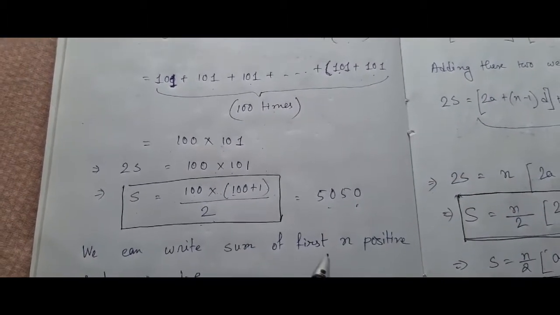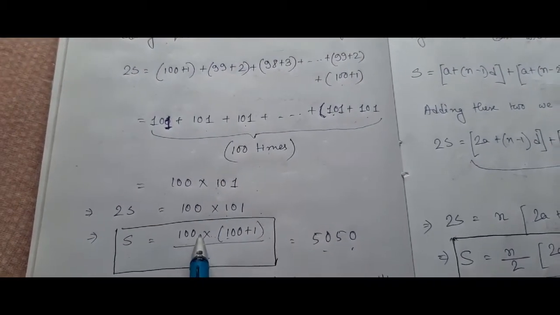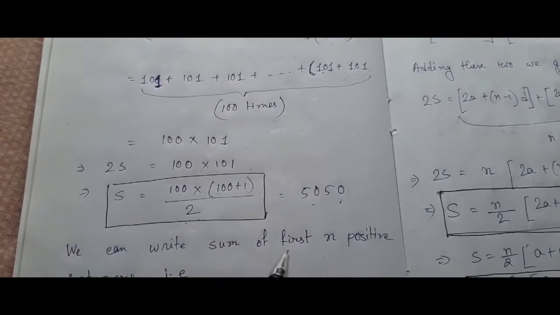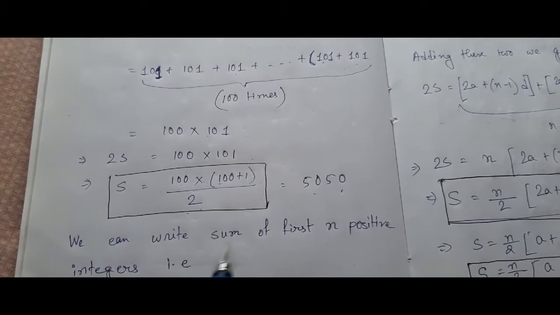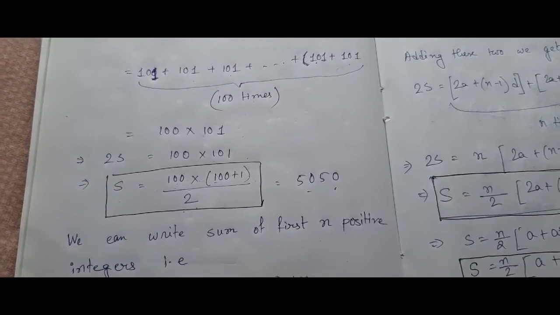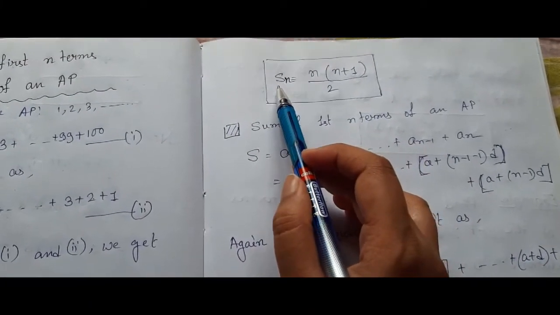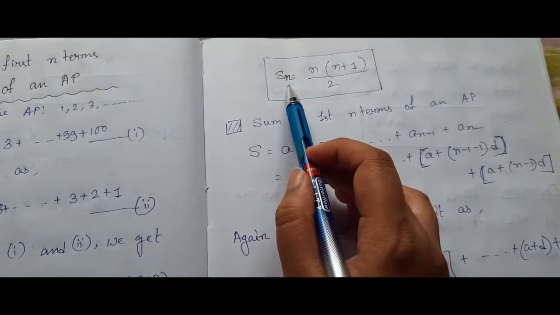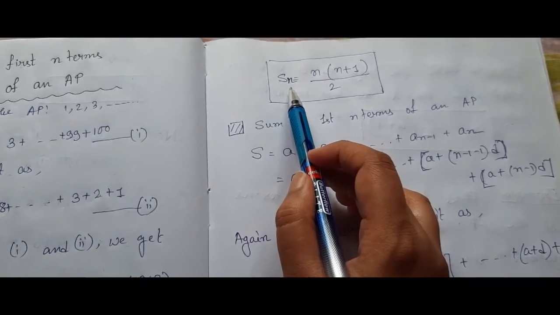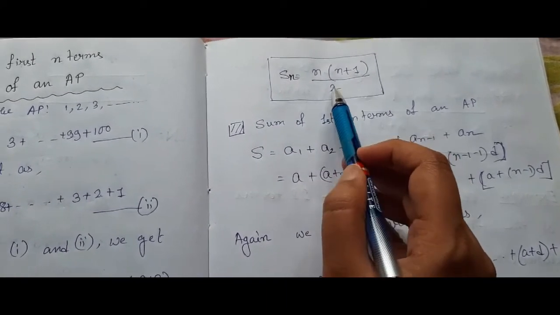So we can write the sum of first n positive integers. Here it was 100 positive integers. Now we can write the sum of first n positive integers, that is 1 plus 2 plus 3 dot dot dot n minus 1 plus n, I can denote the symbol as Sn. Sn means the sum of first n positive integers is equal to n into n plus 1 by 2.